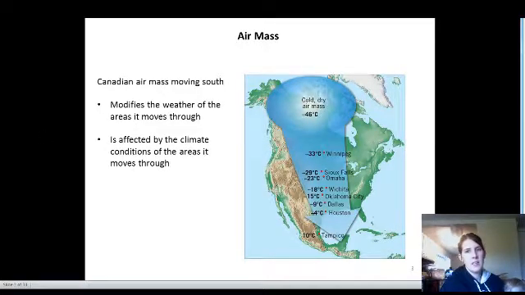There is an air mass over on the northern portion of Canada. So the Canadian air mass moving south in this image, and it shows that it modifies the weather of the areas it moves through. It's also affected by the climate conditions of the area it moves through. So you can see it's a very cold, dry air mass at negative 46 degrees Celsius. As it moves south, it starts to move through warmer regions, and it actually starts to raise the temperature of that air mass until it actually ends up above freezing by the time it reaches the southern portion of Mexico.